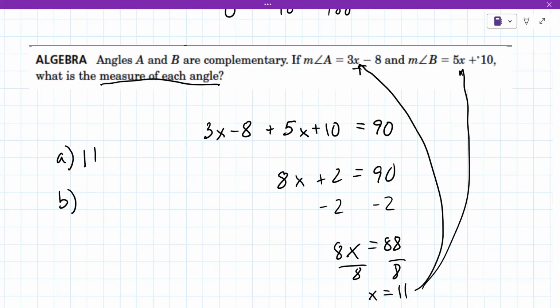Okay, I got them. One is 25 and the other is 65. All right. So it typically would ask you for one or the other, and this one's just asking for both. Notice when you put it in, you get 65 for the measure of angle B. You don't have to put it in the equation. You can actually just subtract it from 90. Right. So there's a lot of options here.